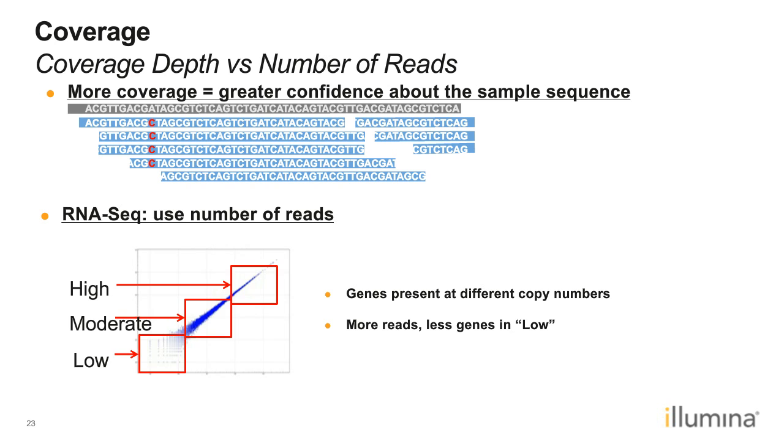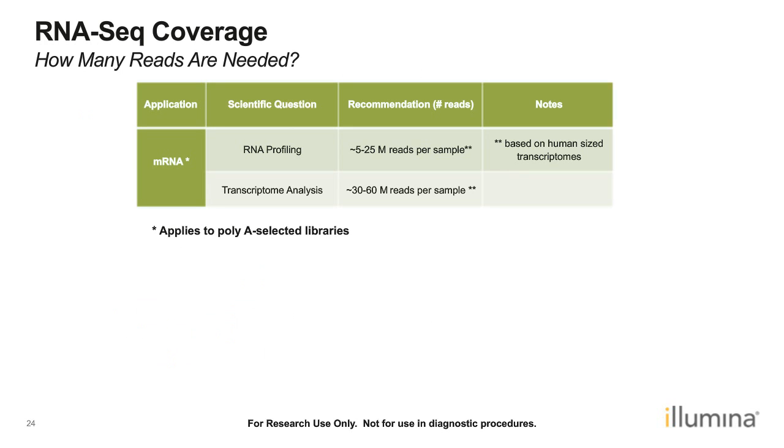So how many reads are actually needed? Let's say we are looking at an mRNA, so libraries that have been poly-A selected. If we are looking at RNA profiling or counting the gene expression within the cell, we could use greater than 10 million reads per sample based on a human-sized transcriptome. If we wanted to go a bit deeper and do a transcriptome analysis, we would need a bit more, say 25 million reads per sample. And these are just general numbers. We highly recommend going to the literature to see what would be best for your species and your application.